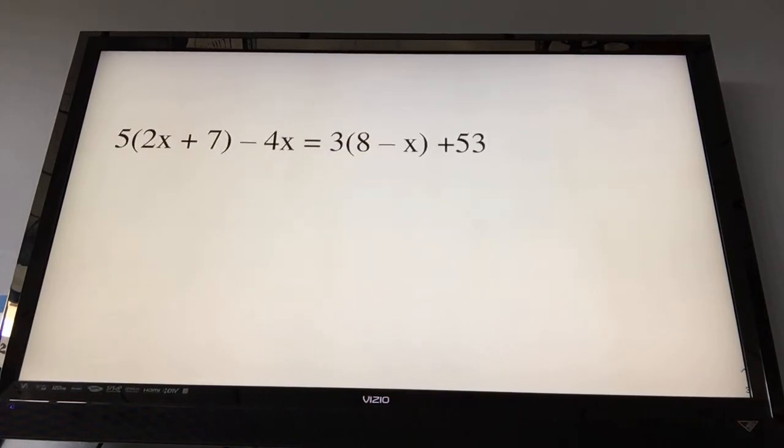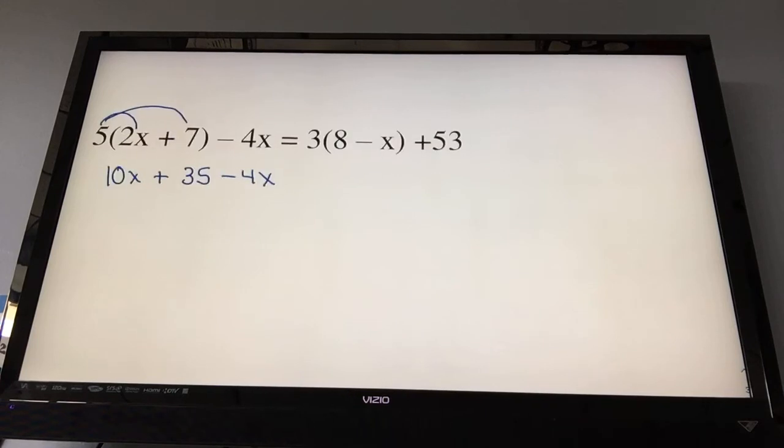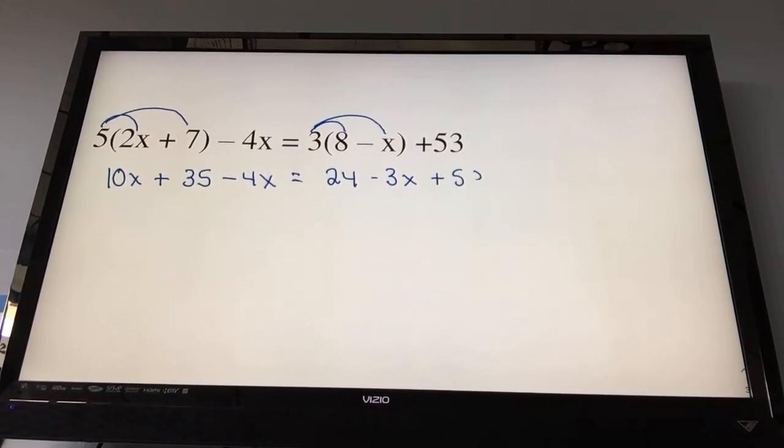Okay, let's do this one. I'm gonna distribute first. 5 times 2, 10x. 5 times 7, 35. Minus 4x comes down. Equals comes down. 3 times 8, 24. 3 times negative x, negative 3x, plus 53 comes down.